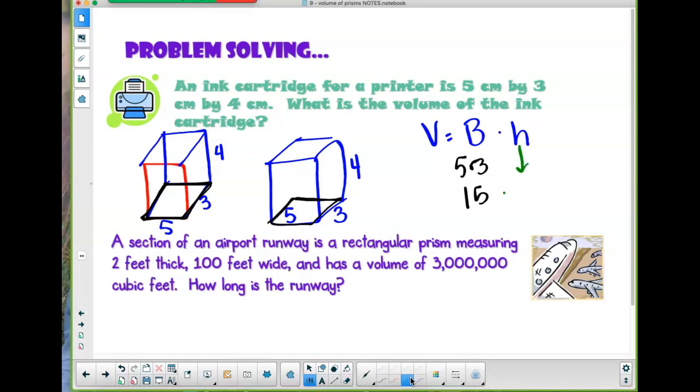What's the height of the prism? 4. So 15 times 4 is 60 centimeters cubed. Here's our answer.